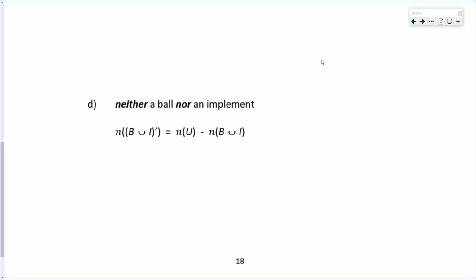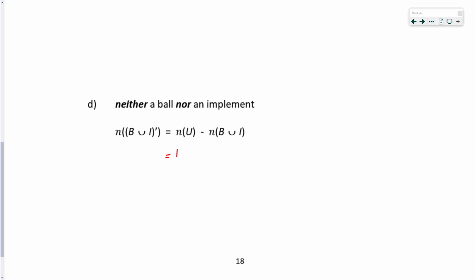Then the last part of this question is neither a ball nor an implement. So this is what's outside. Math-wise, for my complement, it's the stuff that's outside my circles. I'm going to take my universal set minus how much I get inside the circles, and what's left over is the outliers, the stuff that doesn't fall into the circles.